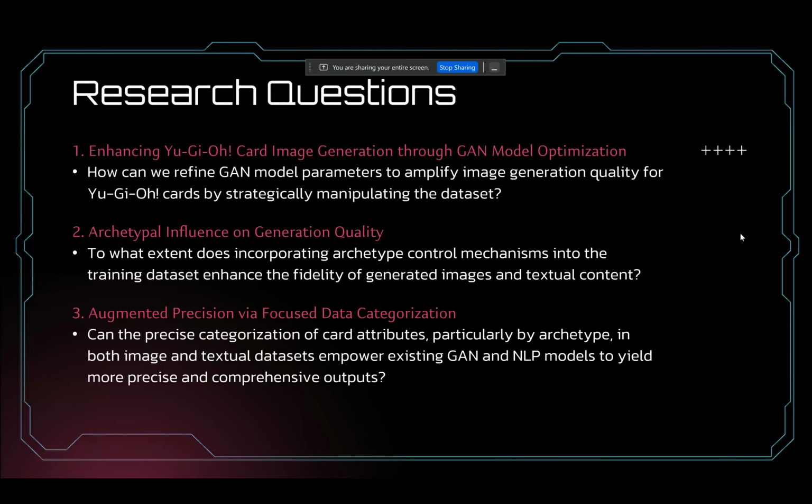So using this hypothesis, this is our first question: can filtering for archetypes actually amplify image generation quality? Also, will it increase the fidelity of the actual images and the textual content, instead of, say, calling a dragon a magician, actually calling a dragon a dragon by filtering for archetypes? And then will that help us get not just better model outputs, but help us understand the data better as well? That's our third question.